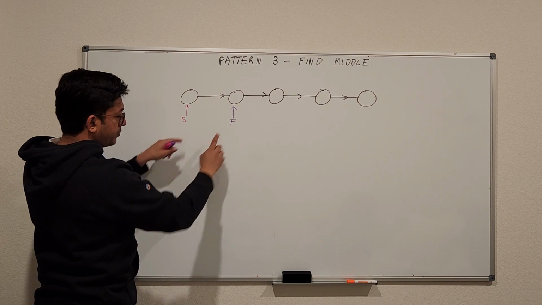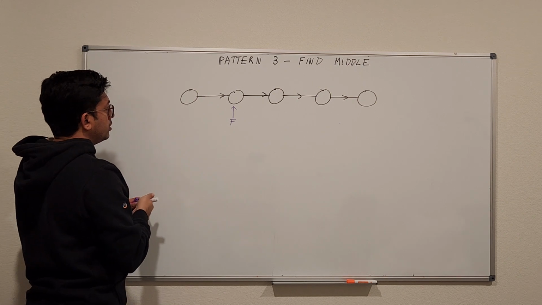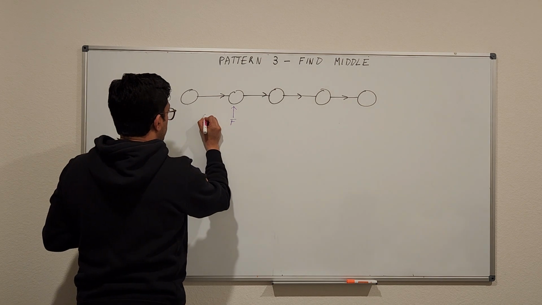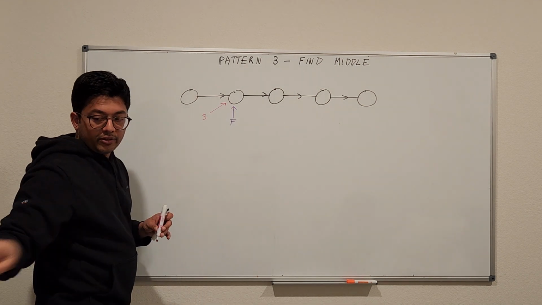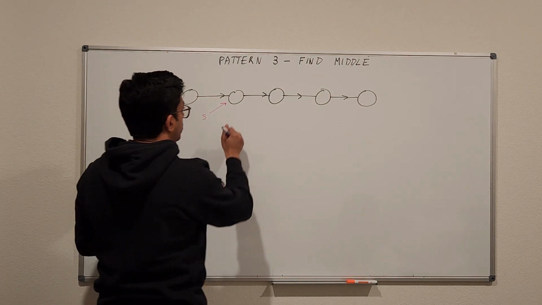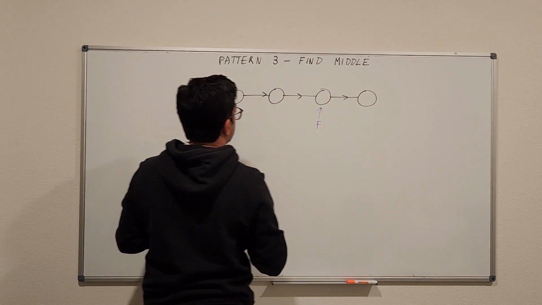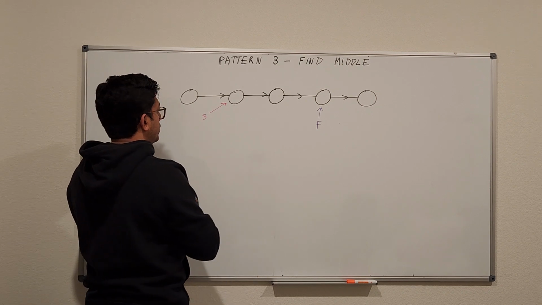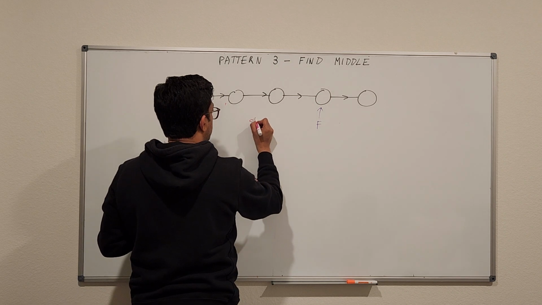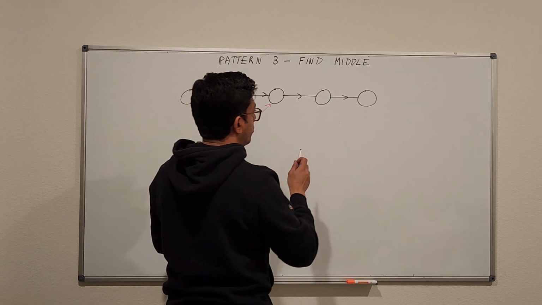I start like this. Move slow by 1 and fast by 2. So slow will point to this. Slow will point here, and then fast I'll move by 2. Slow by 1, fast by 2. So fast will come 1, 2. Then again move slow by 1, fast by 2. Slow by 1, fast by 2. And like I said earlier, whenever fast becomes null, you return.